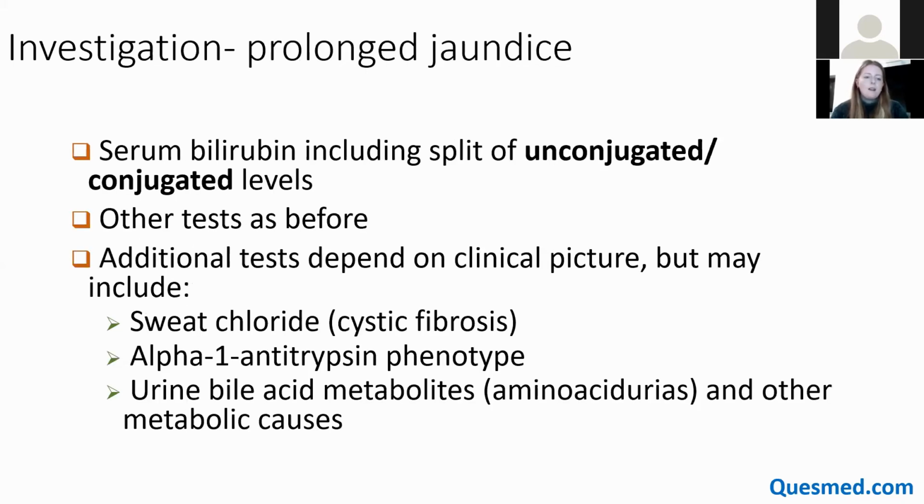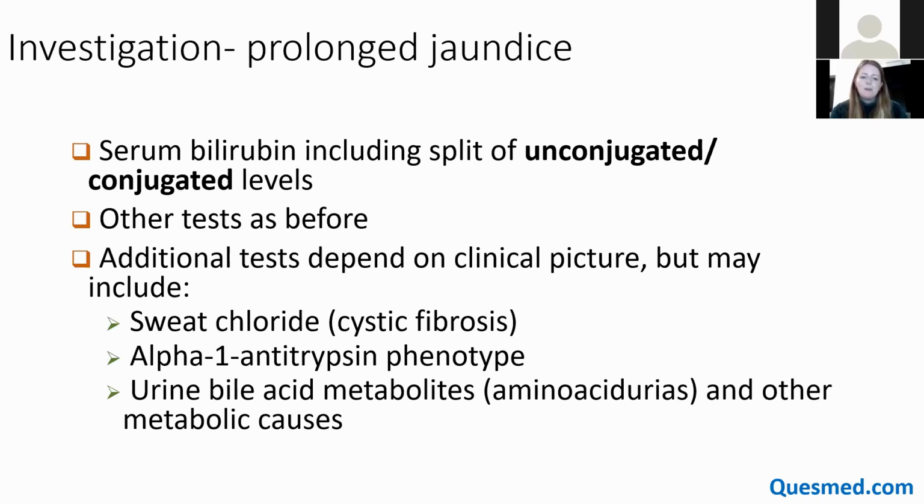And then investigating prolonged causes of jaundice. So the baby's presenting with jaundice beyond 14 days of life. If it hasn't been done already, you're going to want to get a split bilirubin level to see whether there are raised levels of conjugated bilirubin. As we've mentioned before, that might indicate one of the previously mentioned causes: an endocrine, metabolic, or GI cause.